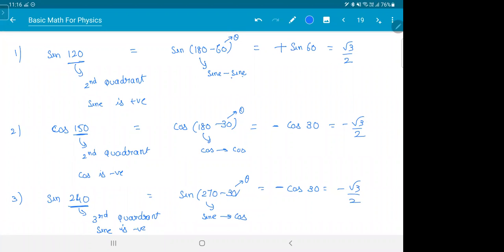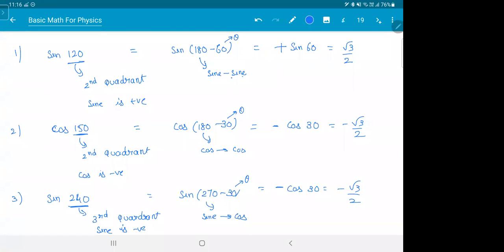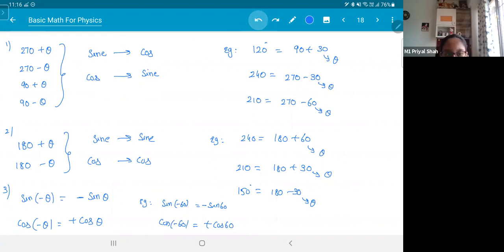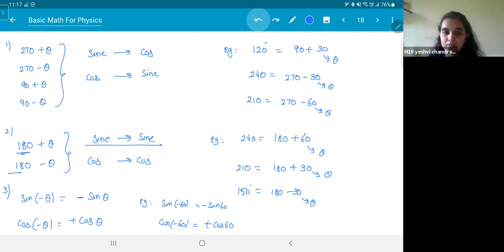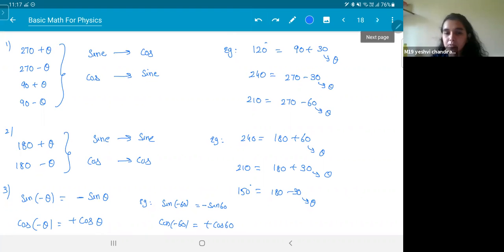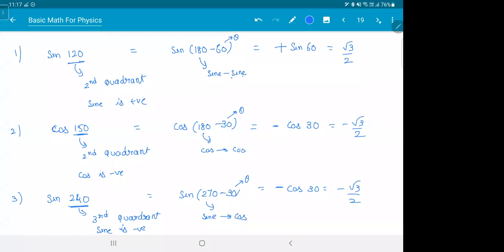Are you getting a rough idea what we're doing? Sir, how did sine become cos? Whenever you have 270 or 90, sine becomes cos and cos becomes sine. They're reversed. When you have 180, sine will remain sine and cos will remain cos. Sir, in the second quadrant, if sine is positive, the others are negative, like cos. Yes, negative.